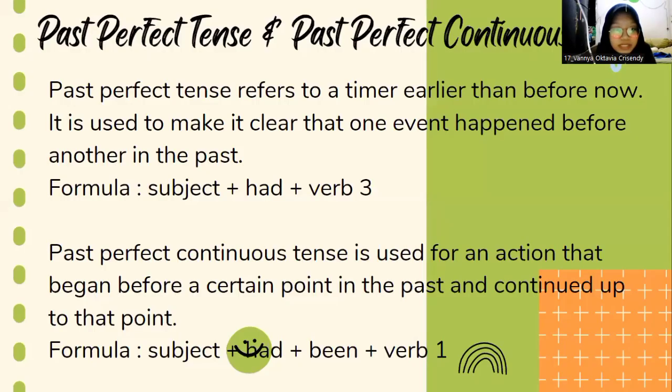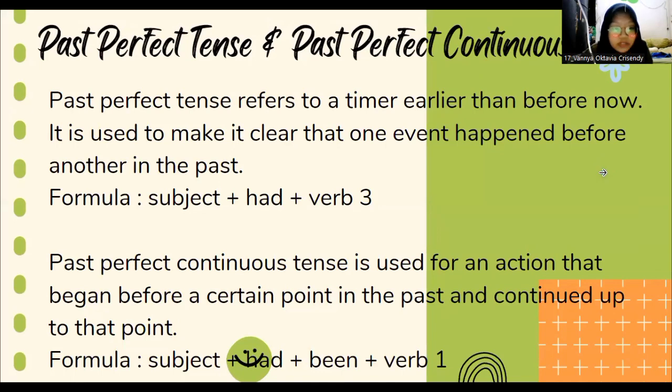Next is the past perfect tense and the past perfect continuous tense. The past perfect tense refers to a time before now. It is used to make it clear that one event happened before another in the past. The formula is subject plus had plus verb 3. The past perfect continuous tense is used for an action that began before a certain point in the past and continues up to that point. The formula is subject plus had plus been plus verb 1.